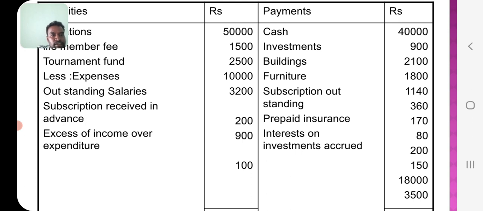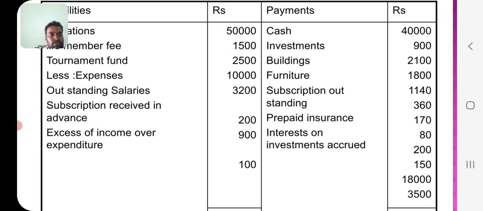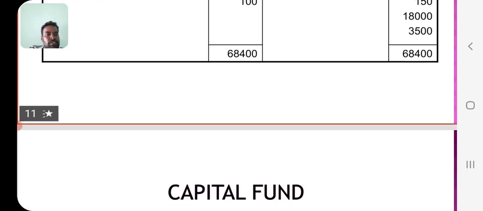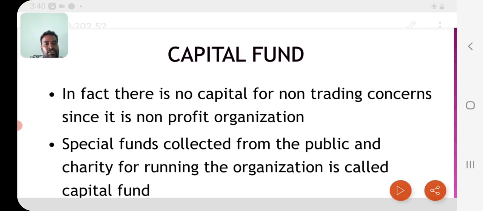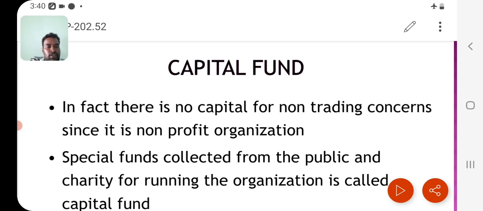Cash 3,500. Investments 18,000. Buildings 40,000. Furniture is an asset, 2,100. Subscription outstanding means it is an asset, a current asset, 300. Prepaid insurance is also treated as an asset, 180. Interest on investments accrued 200. The total is 68,400.